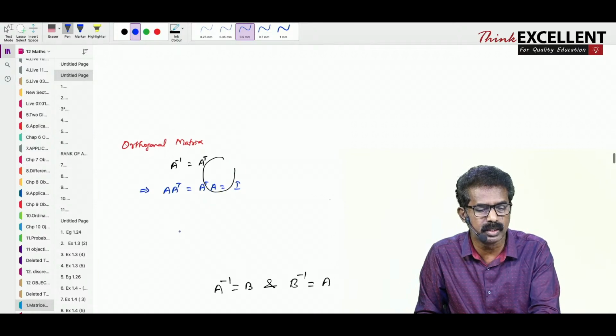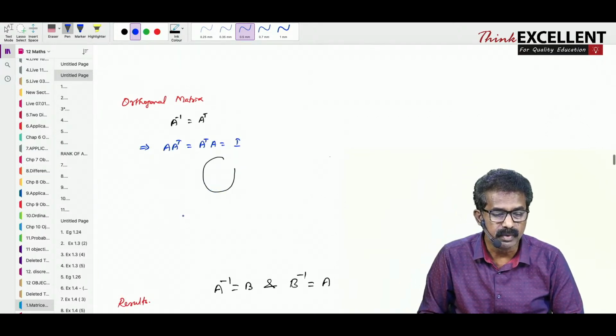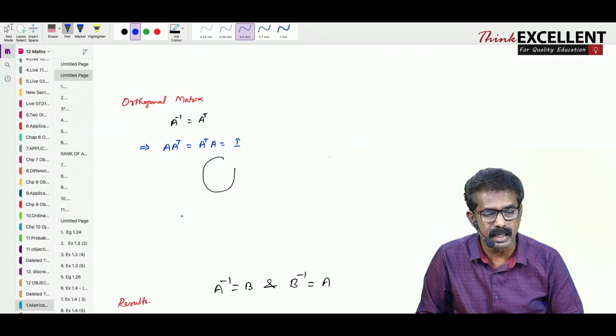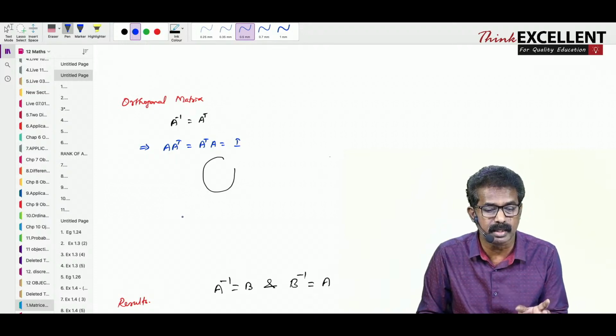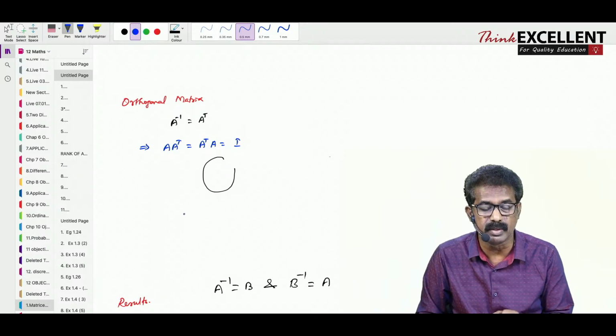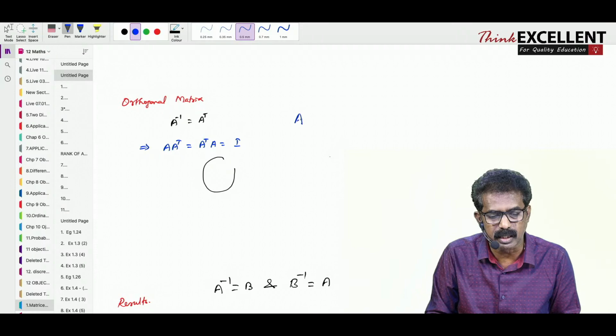Listen, orthogonal matrix. A inverse is equal to A transpose. That is called what? Orthogonal matrix. If we have to say a matrix is an orthogonal matrix, suppose A is an orthogonal matrix, the condition is A inverse equal to A transpose. A inverse equal to A transpose, in short, is A into A transpose is equal to I.